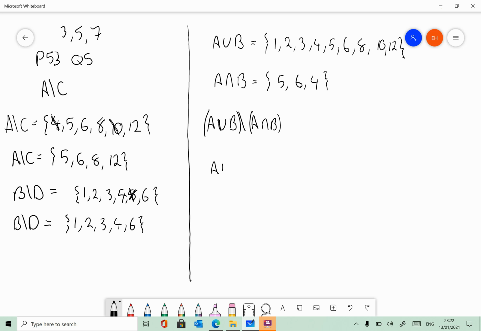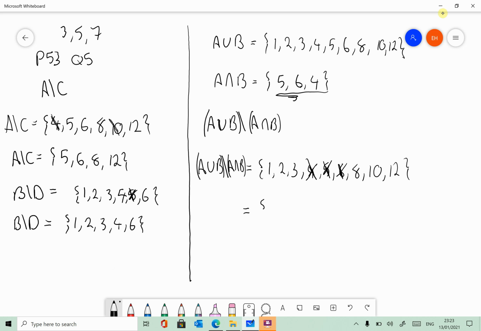To do that, as normal, we would write down A union B, which is 1, 2, 3, 4, 5, 6, 8, 10, 12, a big set. And then we remove everything that's in A intersection B from it. So we take out 5, 6, and 4. So A union B without A intersection B is equal to, just to make it neat, 1, 2, 3, 8, 10, 12. Again, that backslash means without. If it's in A intersection B, we remove it from A union B. So that's a few little parts of question 5 done.